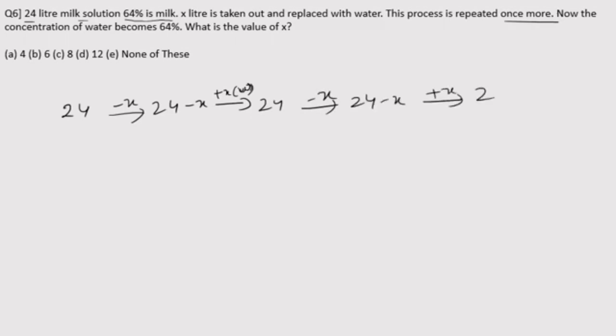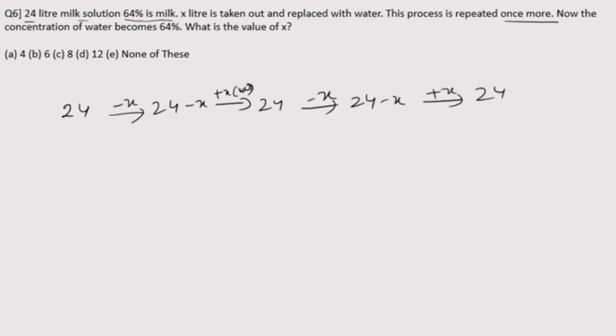Now, initially 24 liters were there, then x liters is taken out, so we are left with 24 minus x. Then it is replaced with water. Replaced means plus x liters is added, and that is water. So we are getting back to 24. This process is repeated once more, meaning again x is removed, we get 24 minus x, and again x is added, so we get back to 24.